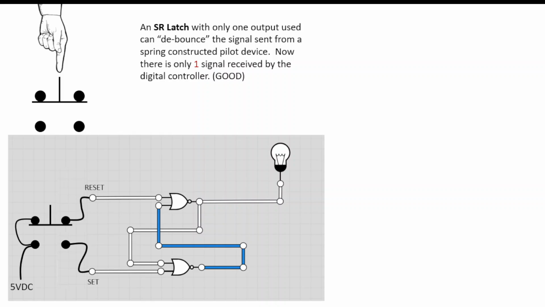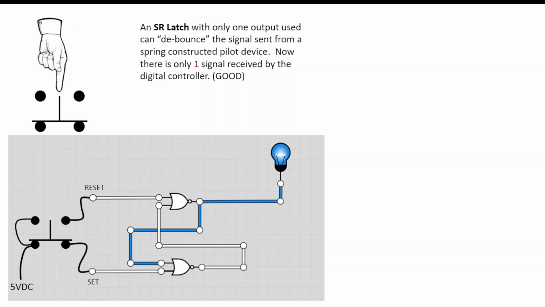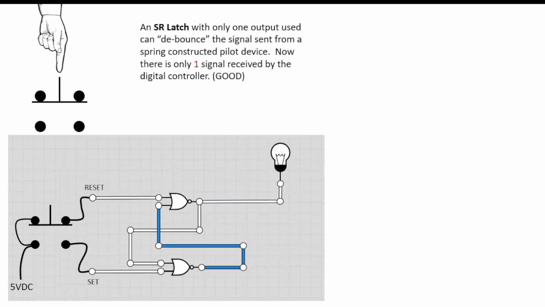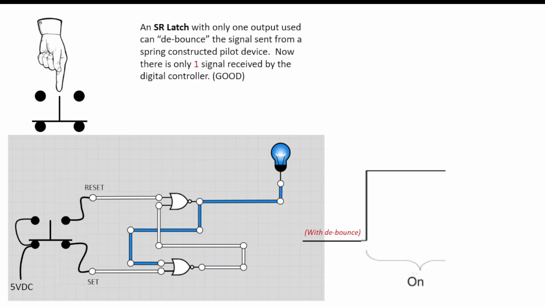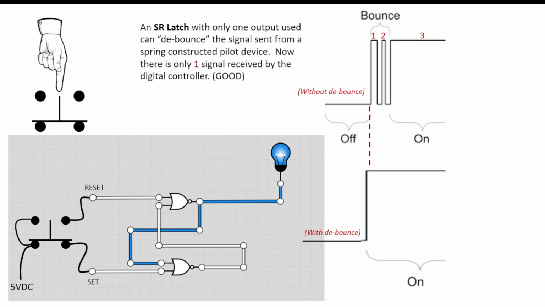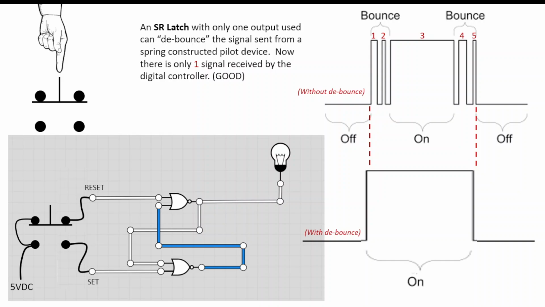So if we push down the push button now, we can see that I have this combination push button that's connected one side to the reset and one side to the set. When I press it down, I'm going to see that my output goes high. However, the nature of this latching circuit will ensure that there is only one signal sent to the digital controller. So with debounce, it's simply going to be a solid on, and we're going to avoid all of this bouncing. And when I release the push button, it resets the system and we go off. So a clever use of an SR latch.